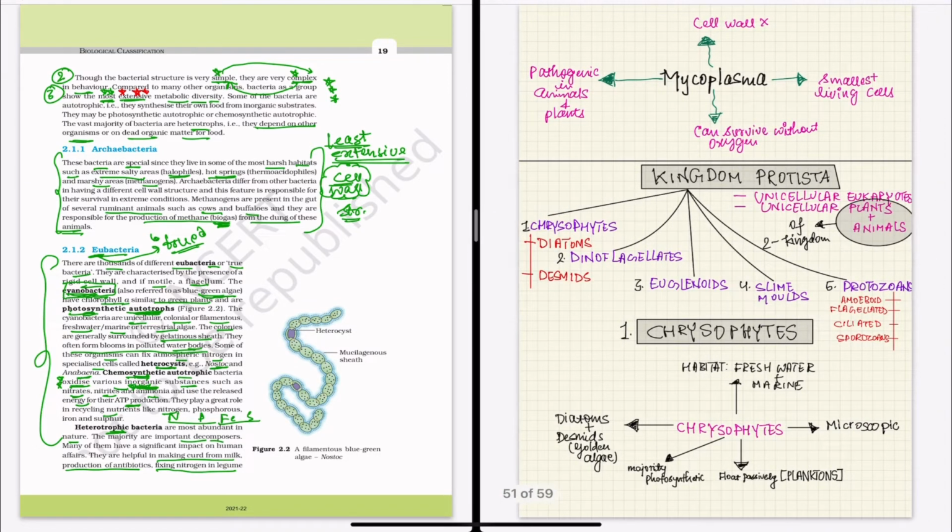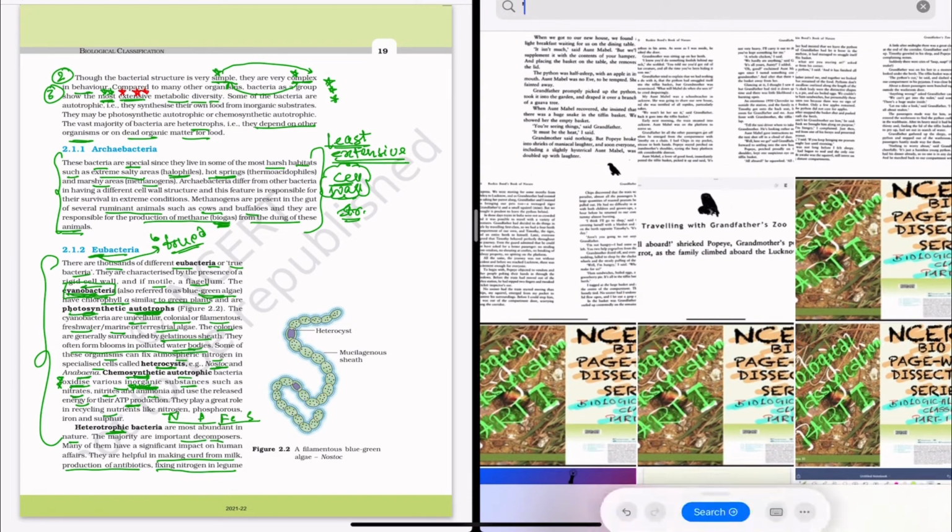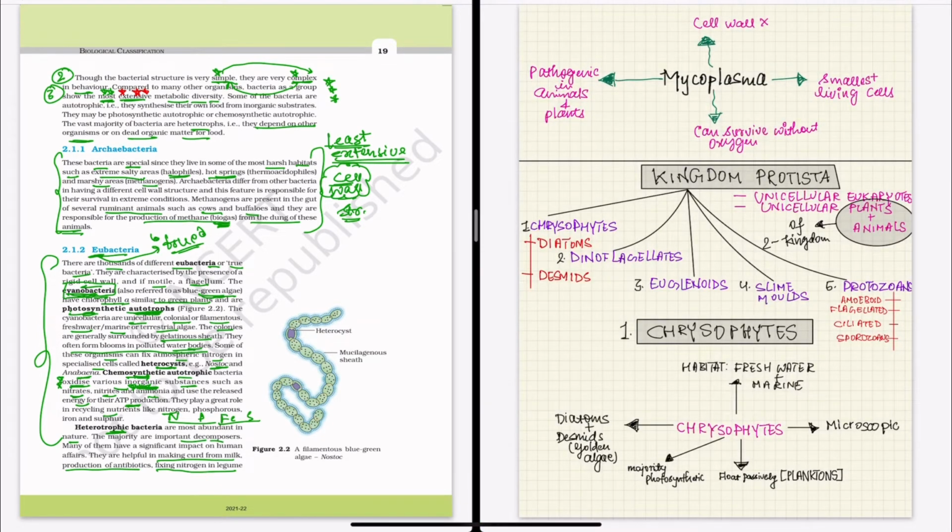What do they do? These mycoplasma completely lack a cell wall. They are the smallest living cells and can survive without oxygen. They are pathogenic in animals and plants.